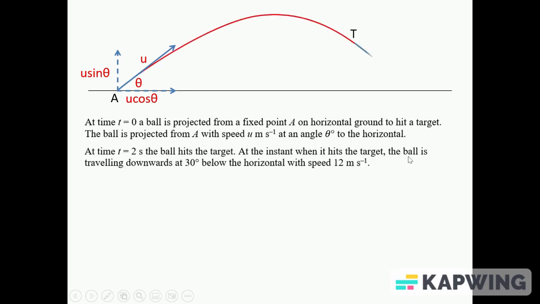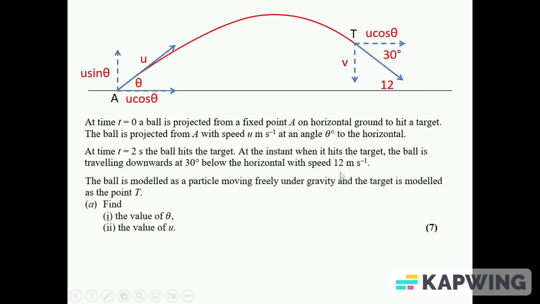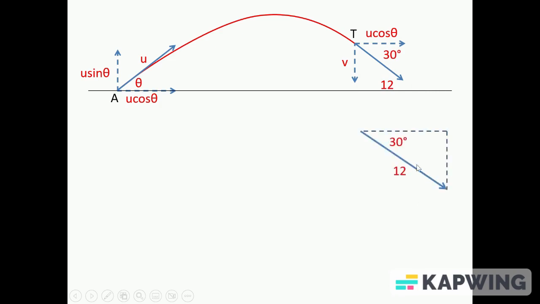The instant when it hits the target, it is travelling downwards at 30 degrees below the horizontal with a speed of 12. So when it hits the target, it's still going to have a horizontal component of u cos theta. I'll call the vertical component v. It hits the target with a speed of 12, 30 degrees below the horizontal. And we're going to find out what theta and u are.